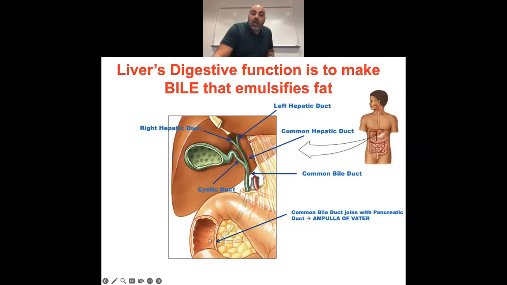So right hepatic duct, left hepatic duct. Common is once they combine. This is cystic duct coming off the gallbladder. And then we continue on with the common bile duct. The cystic combines with the common hepatic duct, and we combine with the pancreatic duct, and we get an opening here. That opening has a shape. Just draw it on the board.